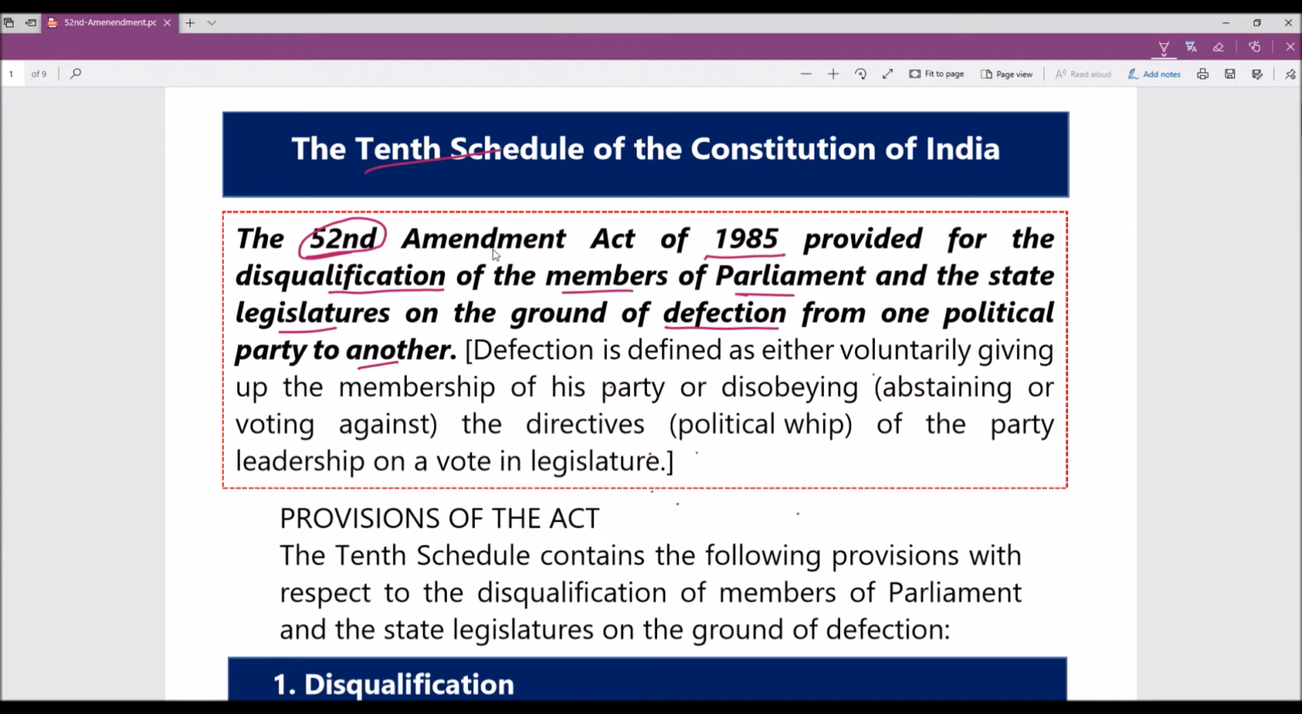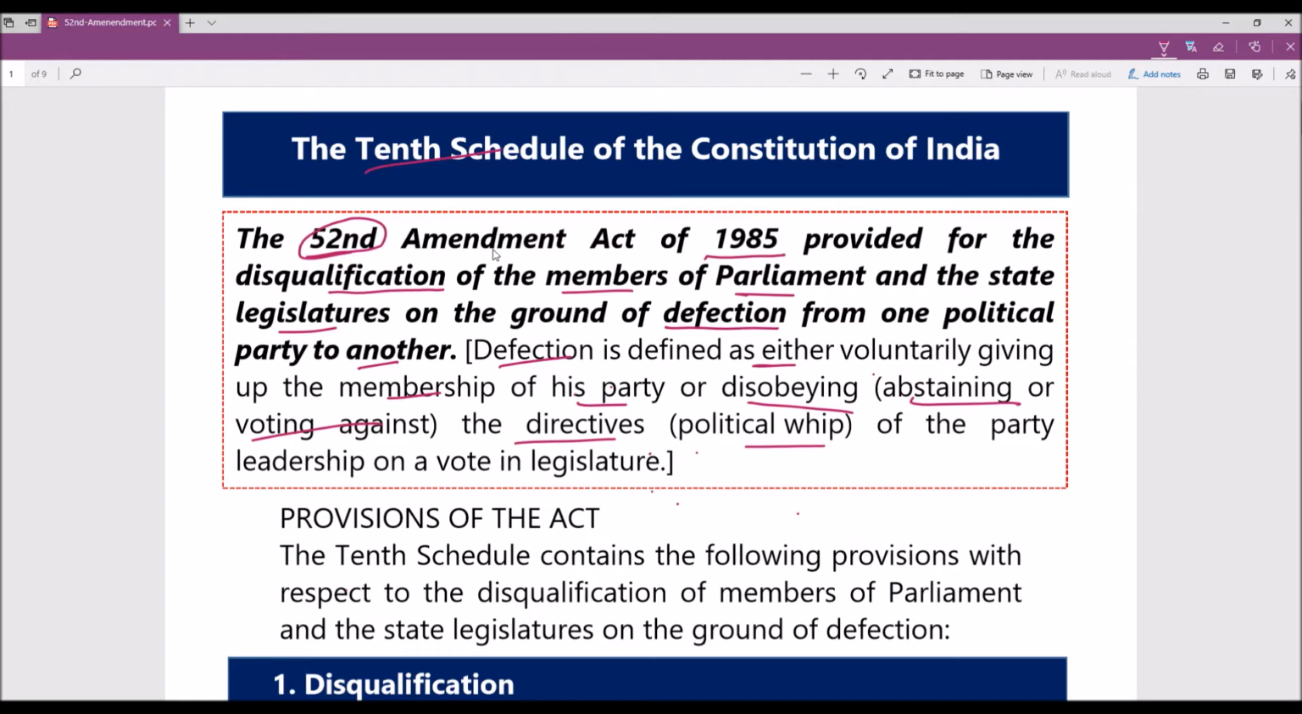So what is defection? Defection is defined as either voluntarily giving up membership of his party, or disobeying, abstaining or voting against the directive of the political whip of the party leadership on a vote in the legislature. So this is what is called defection.